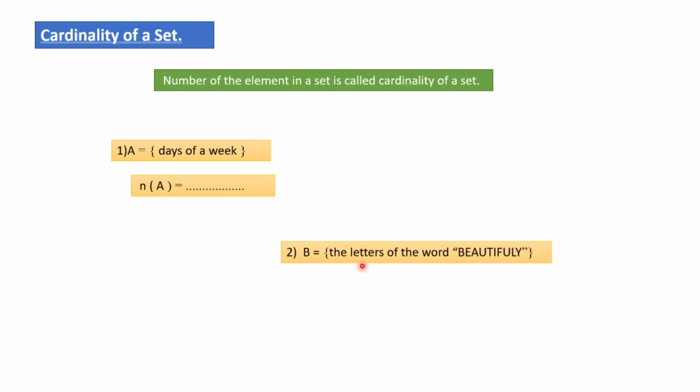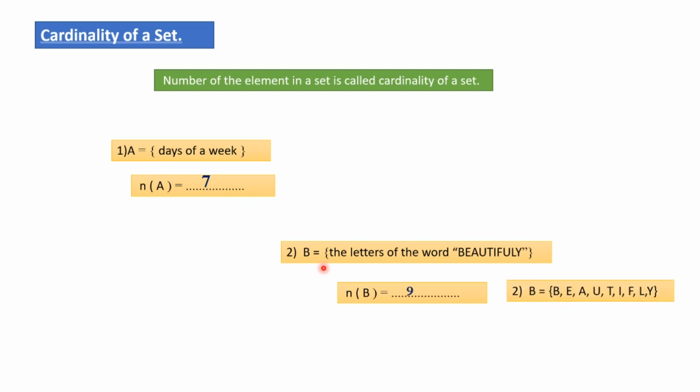Next one, B, the letters of the word beautifully. You can write what the cardinality is here, that is the number of the elements. First one, Sunday, Monday, Tuesday, like that. There are 7 elements, so you can write n(A) = 7. For the second one, you have to write the elements first. You can check here what the elements are. Sometimes there will be repeated elements. We don't count the repeated element again and again. Okay, so here it is 9.